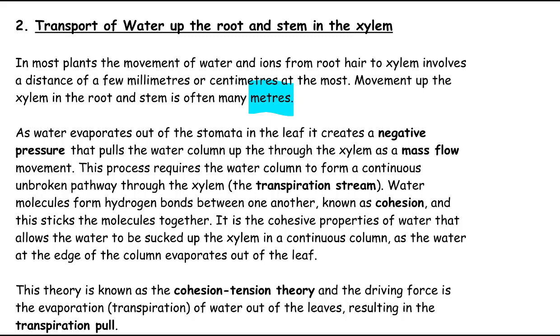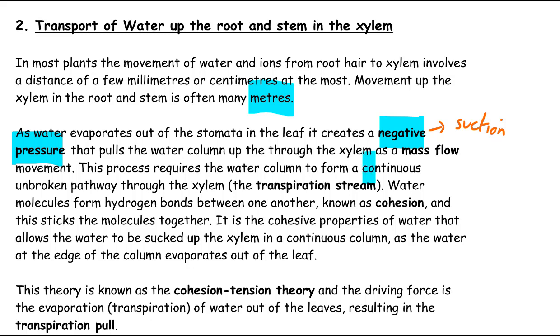As water evaporates out of the stomata in the leaf, it creates a negative pressure. So we said that negative pressure was pretty much a suction. So that negative pressure pulls the water column up through the xylem as a mass flow movement. This process requires the water column to form a continuous, unbroken pathway through the xylem, known as the transpiration stream. Water molecules form hydrogen bonds between one another, known as cohesion, and this sticks the molecules together. It is the cohesive properties of water that allows the water to be sucked up the xylem in a continuous column as the water at the edge of the column evaporates out of the liquid.